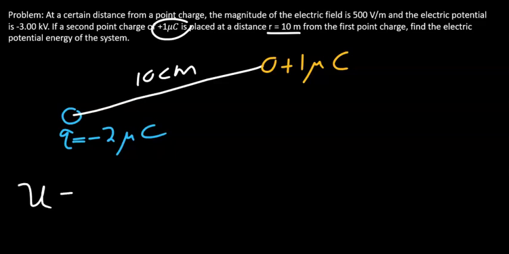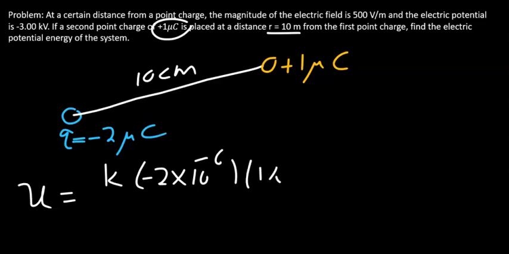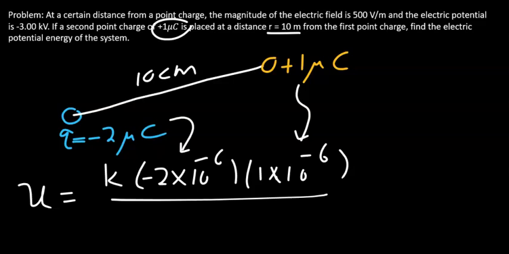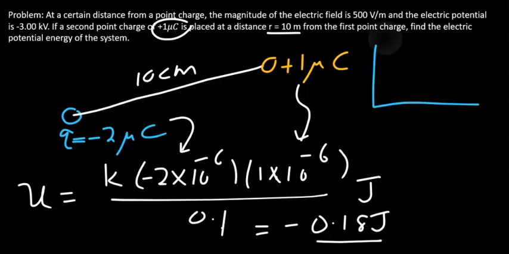Since this system consists of only a pair of point charges, the expression is just K times the product of the two charges, minus 2 times 10 to the power minus 6, times 1 times 10 to the power minus 6, over the separation distance 10 cm, converted into meters, 0.1 meter. And that's going to give you the potential energy in joules. When you do the calculation, you would get minus 0.18 joules.